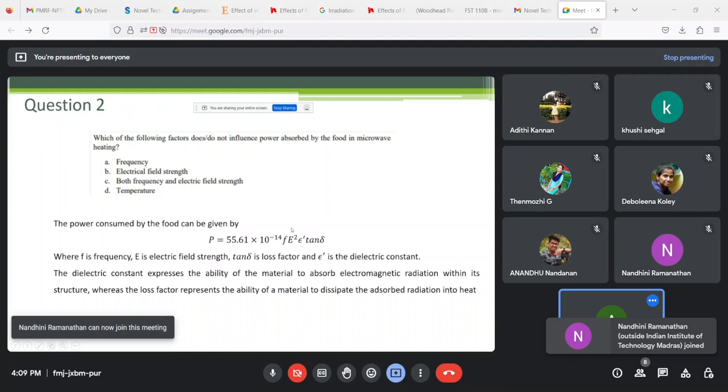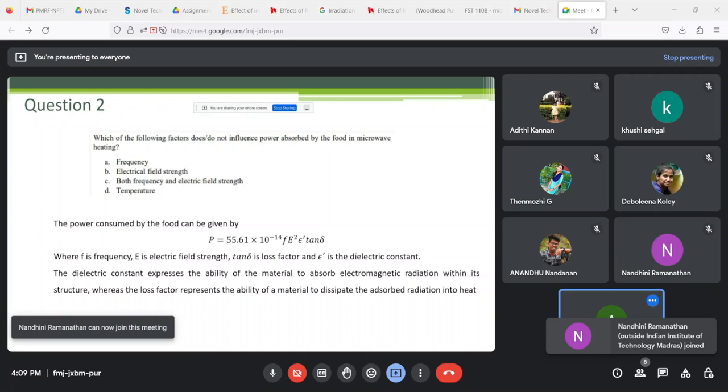So dielectric constant is the ability of the material to absorb the electromagnetic radiation. So you will be giving the electromagnetic radiation in a microwave unit, and because of that electromagnetic radiation, the atoms in the food will undergo some sort of stress. So it will have a molecular friction because of this electromagnetic radiation, and because of that friction, your food will start heating up.